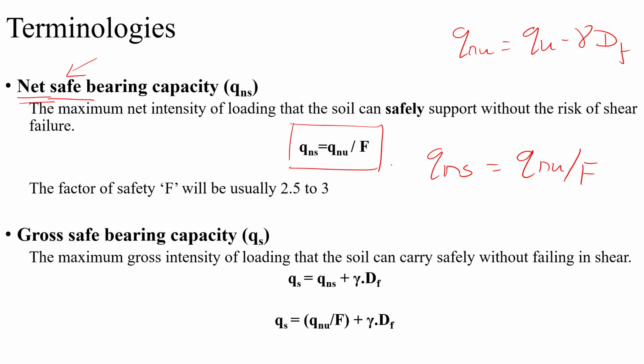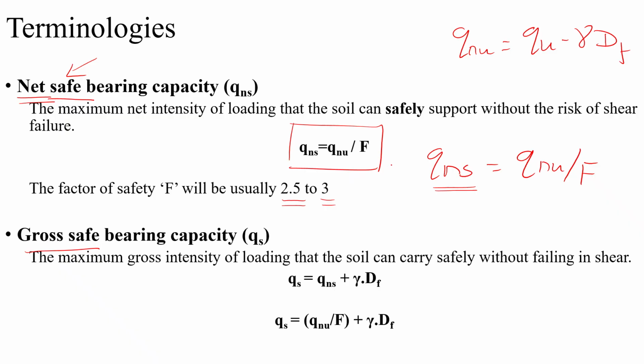So usually you will adopt a factor of safety of 2.5 to 3 while designing a shallow foundation. Finally, gross safe bearing capacity. What is this gross safe bearing capacity? This net safe bearing capacity is here, which ignores the effect of the soil pressure. Now what is gross? As I told you, gross means you will be including the effect of soil.